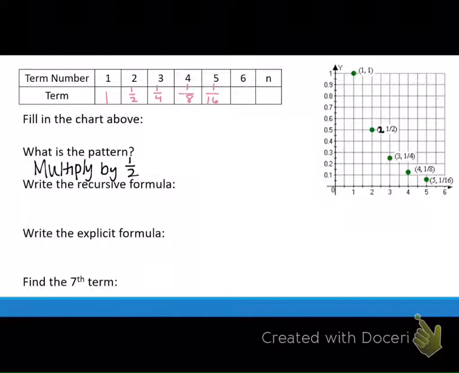What'd you get for your recursive? They got 1 equals 1, and then G sub n equals 1 times n minus. It's not 1. What are we multiplying by each time? We're not multiplying by 1. We're multiplying. So that is your recursive.